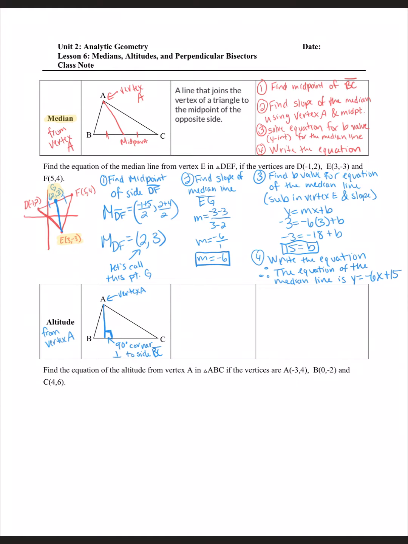Right? When they meet at 90 degrees, it means they're perpendicular. So let's just define what an altitude is. So an altitude is a line that joins the vertex of a triangle to the opposite side at a 90-degree angle. So it makes that perpendicular corner. Okay, so in this case, now we're working to find the equation of our altitude. So just like above, how do I find the equation of this altitude? So I have to think about what information can I get from this line I just drew in the triangle. We have a point right now, but we don't have any other information. So how can I work towards maybe finding the slope of this line I've drawn?